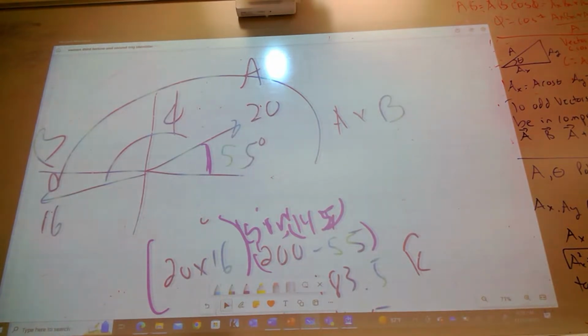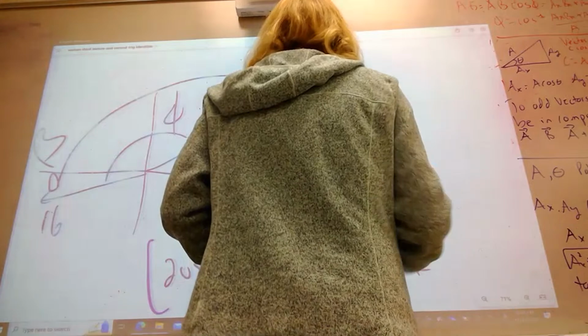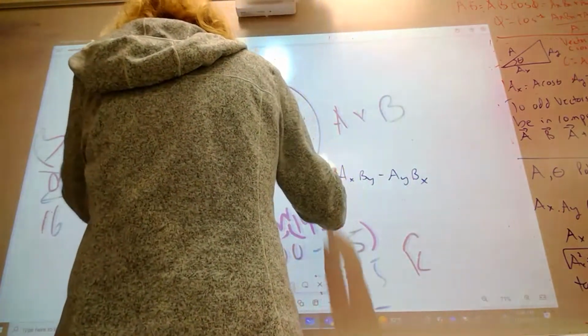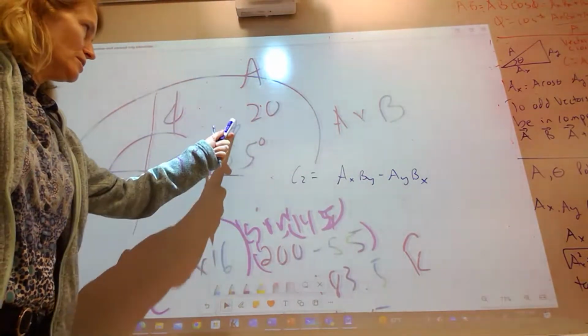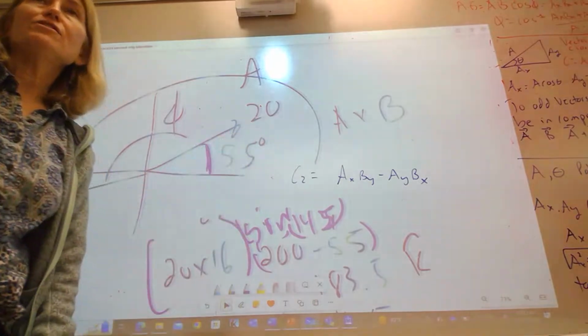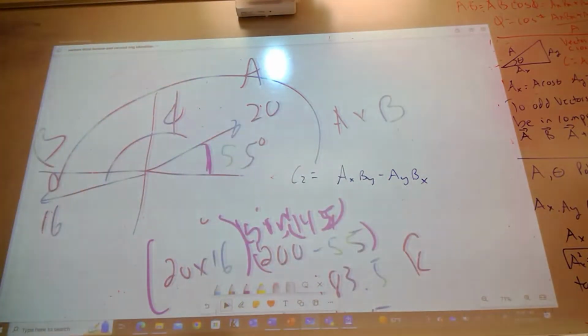Now, we only have an X and a Y, so we're only using CZ. So CZ is AXBY minus AYBX, because we only have that Z component. So you're going to have to get your components using cosine and sine. 20 times the cosine of 55, 20 times the sine of 55, and the same thing here. Then you plug it in, and you should come out to the same answer. So we're using our other definition of cross product.